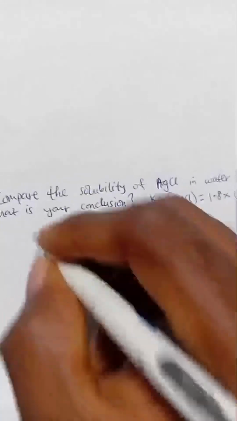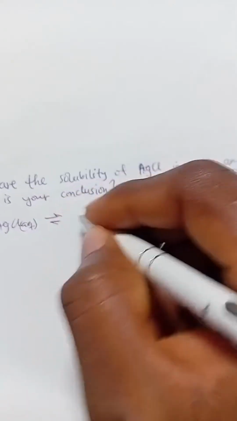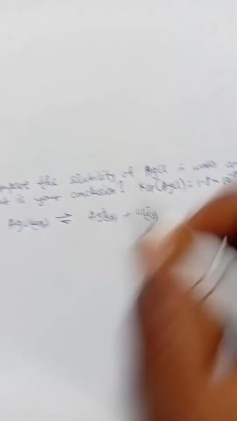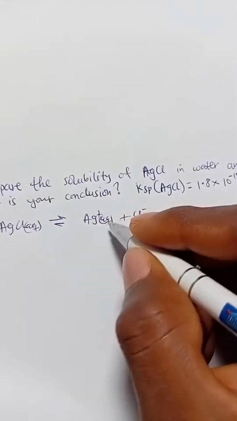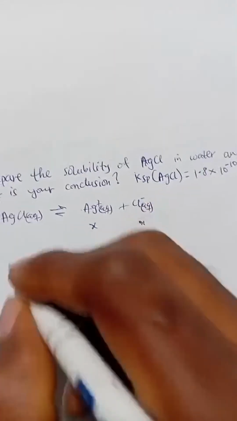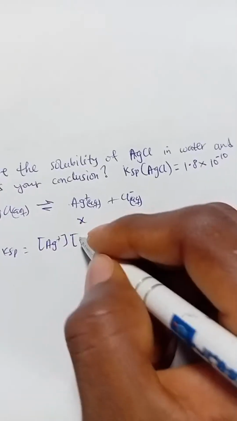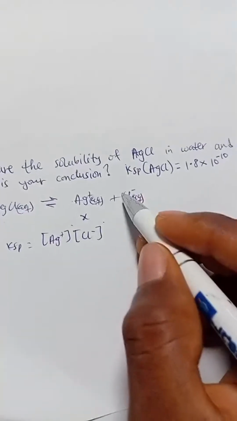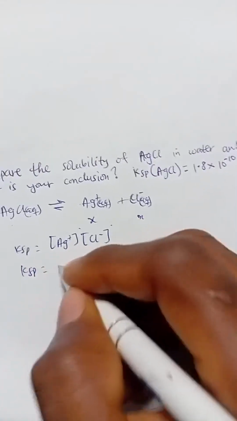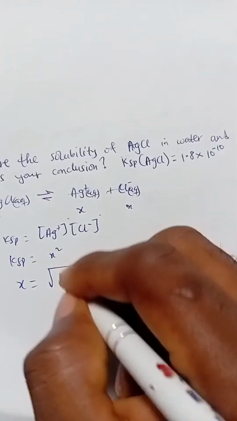So in aqueous medium, we have silver chloride going to Ag plus aqueous plus Cl minus aqueous. And we know this is balanced. So if the solubility is X, mole ratio is 1:1. So our KSP becomes concentration of Ag plus multiplying concentration of Cl minus, all to the power 1 because the stoichiometric coefficients are 1 each. So we know KSP will be equal to X squared. So our X, which is our solubility, is the square root of KSP.